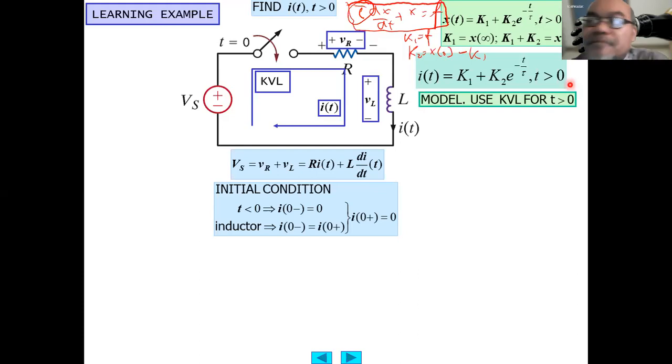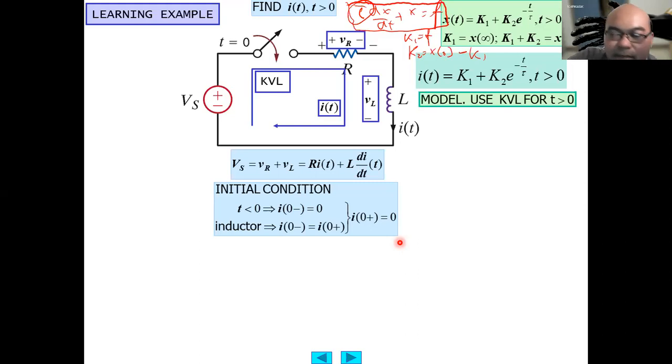So again, the current is continuous, so the current just after switching equals the current at the inductance just before switching. It doesn't mean that when the switch is turned on, immediately the same current that flows through the resistor will flow through the inductor. No, the current will increase gradually at the inductor.